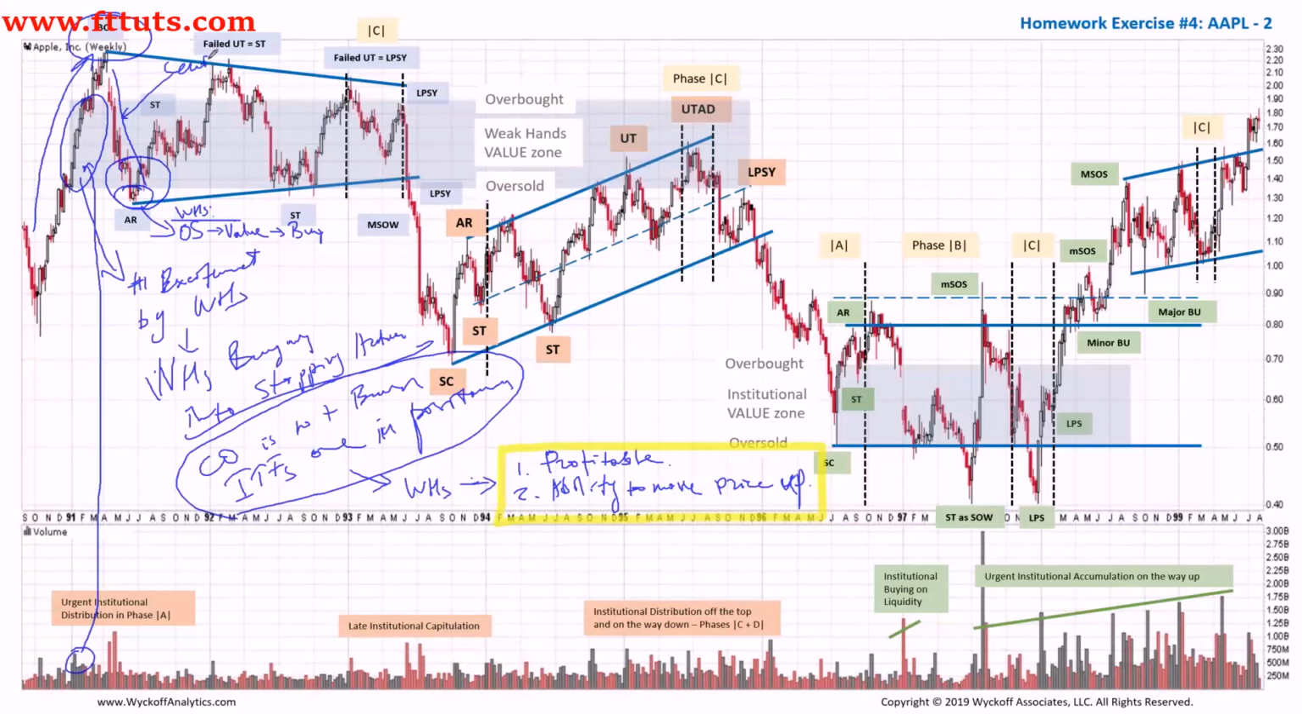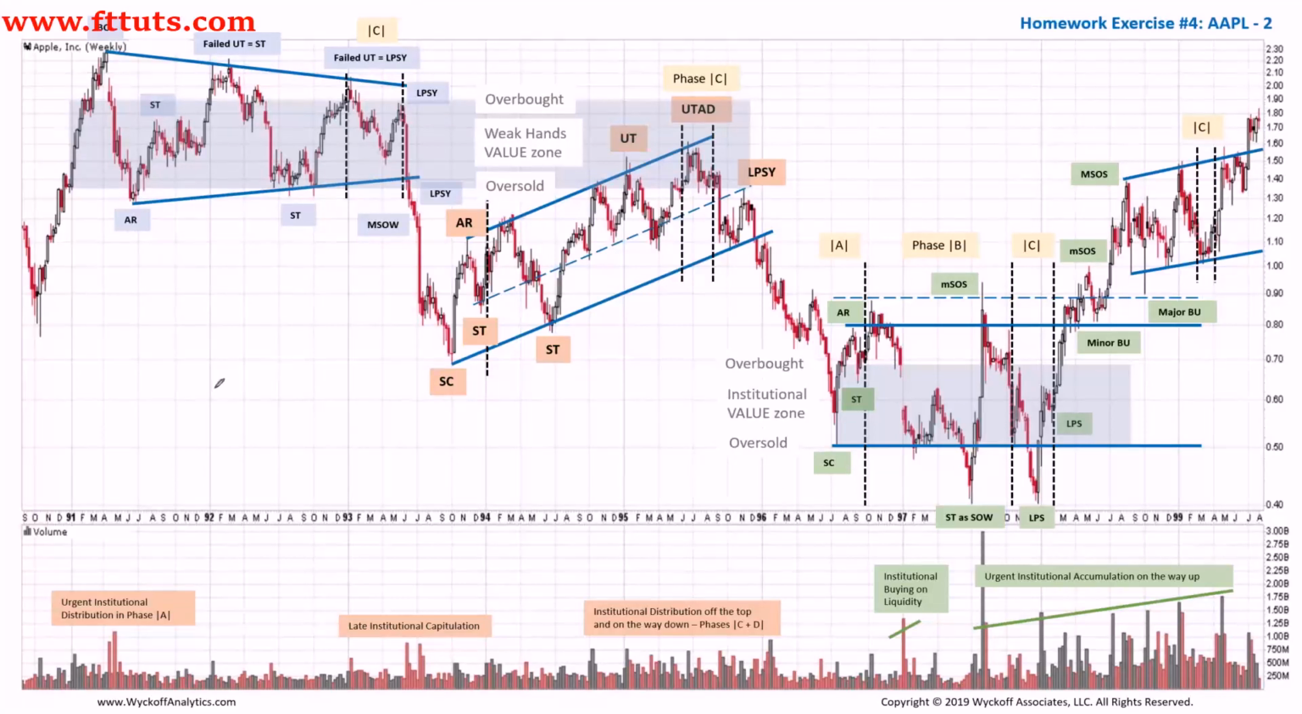A change of character suggested that the CO is selling, and also ITFs are identifying this as a trend failure, so they are selling as well. So the weak hands are effectively buying the supply from strong hands. And for a moment, there is a balance and absorption of supply, and that suggests a reaction to the upside, which follows.